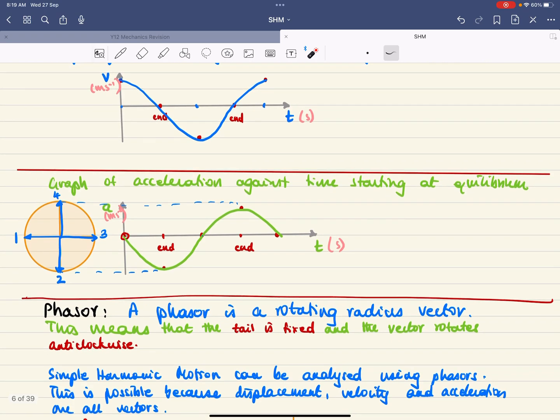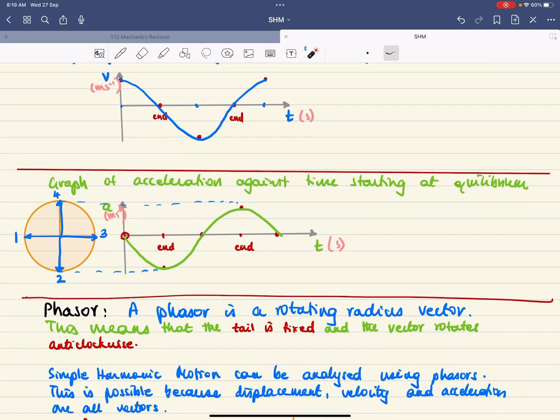And an acceleration time graph. Acceleration is always directed towards equilibrium, so it's in the opposite direction to displacement. So when it's at equilibrium, acceleration 0, it's a negative maximum when the displacement's positive at the positive end of its swing, and then comes back to 0 at equilibrium, and then the acceleration is a positive maximum when the displacement's negative, maximum displacement, and then comes back to 0. So this is actually a negative sine curve, whereas the velocity versus time is a cos curve, all for timing starting at equilibrium.